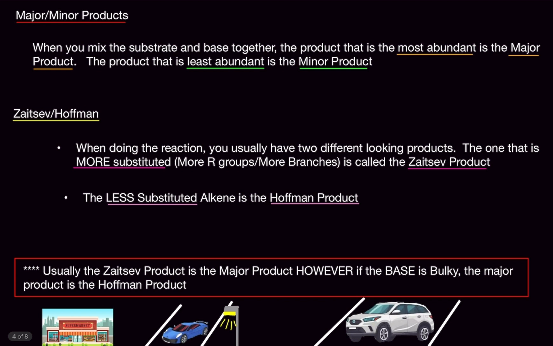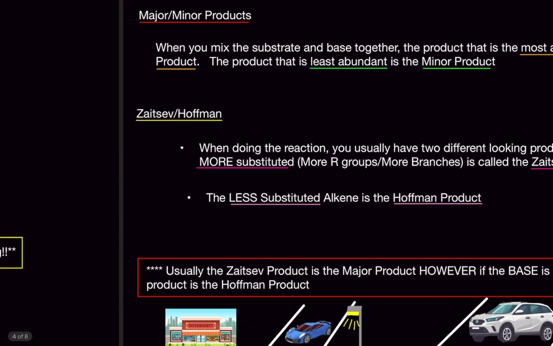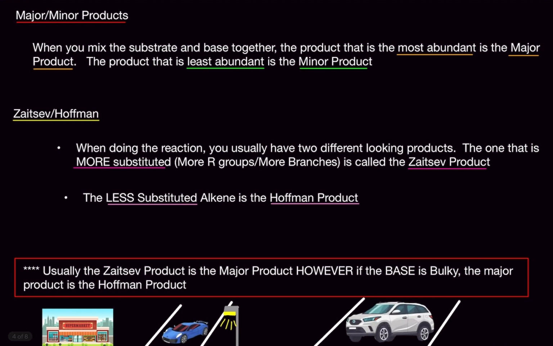Let's talk about major and minor products first. Say when you mix the substrate and base together, we take a beaker, we put the substrate in, we put the base in, and you'll get two different products. We get this looking one and this looking one. The one that is the most abundant is the major product.